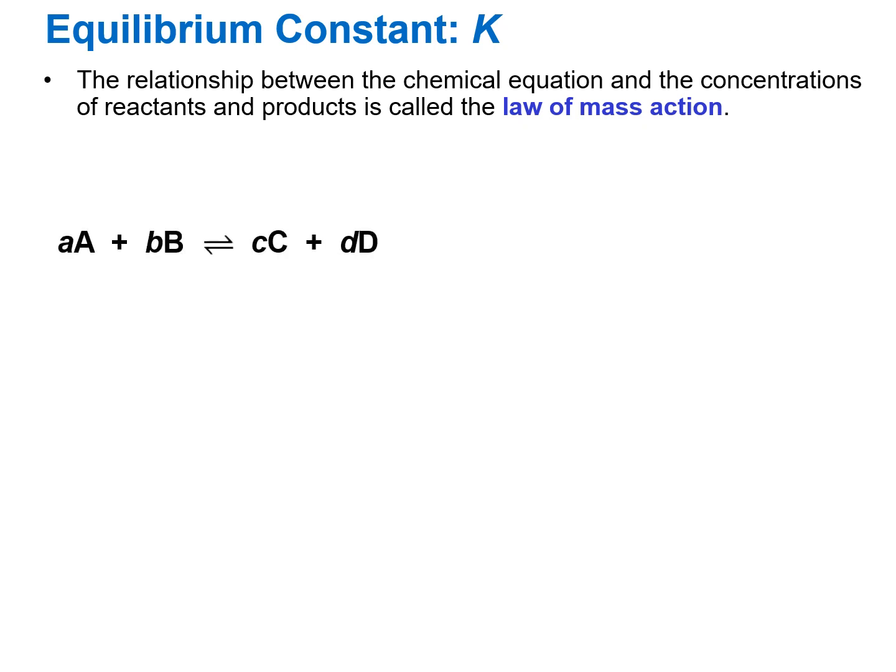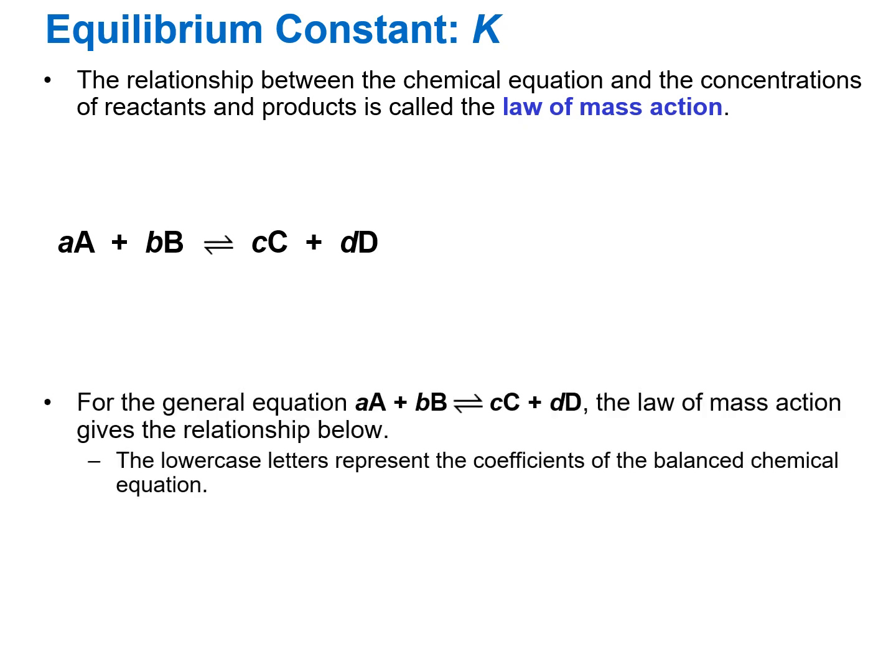So let's say that we have an equation like this, and you can see we have capital letters and small letters. In this equation, the capital letters represent the reactants and the products, and the lowercase letters represent the coefficients. Remember, we have to have a balanced equation in order to move forward with this.